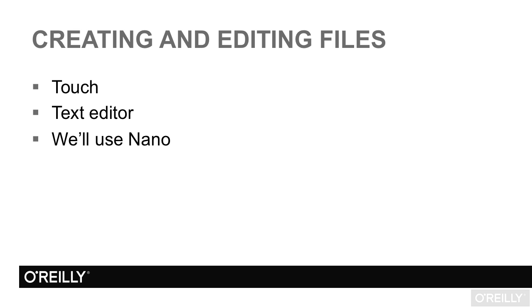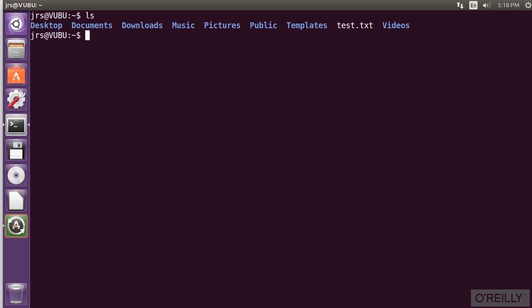In our last video, we talked about file name conventions. In this video, we'll talk about creating files and editing files. The easiest way to create a file in the terminal environment is the touch command. As you can see, we only have one test.txt. Let's make another.